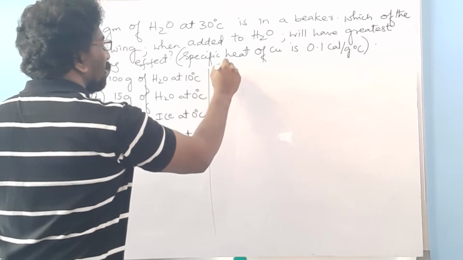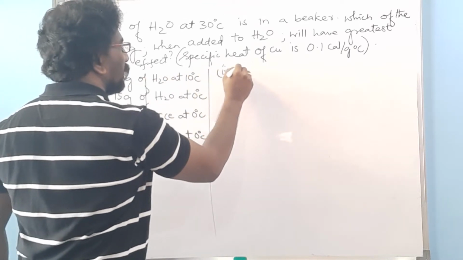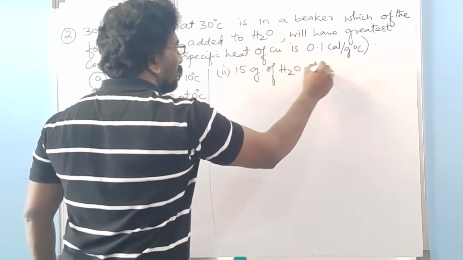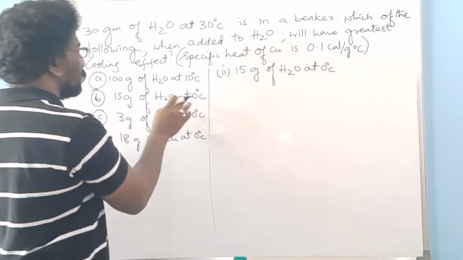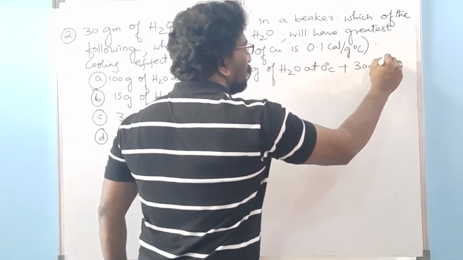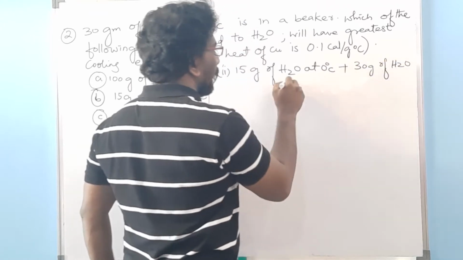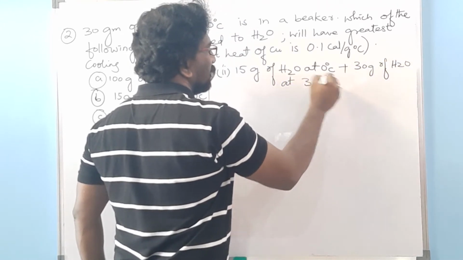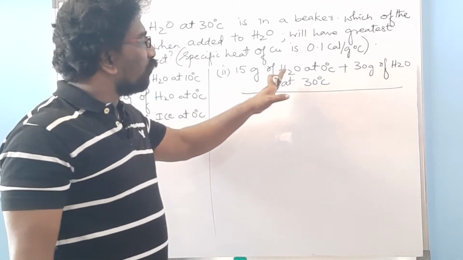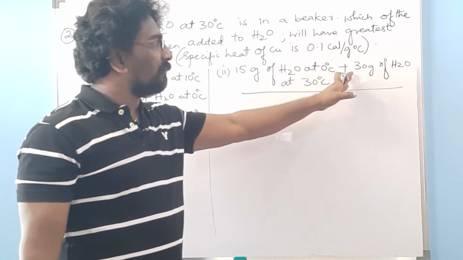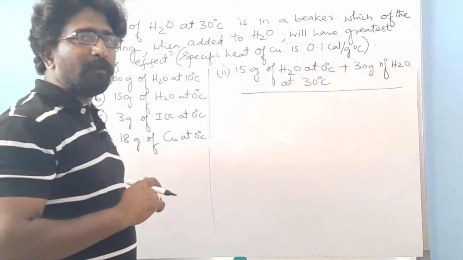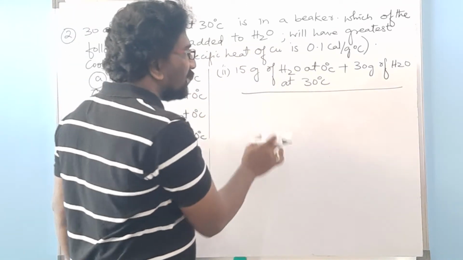Second case, case number 2: 15 grams of water at 0 degrees Celsius is added with 30 grams of water at 30 degrees Celsius. So this is our case 2. Let us see what is happening here now. Again the same thing.